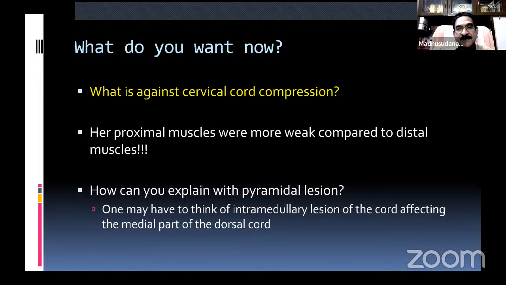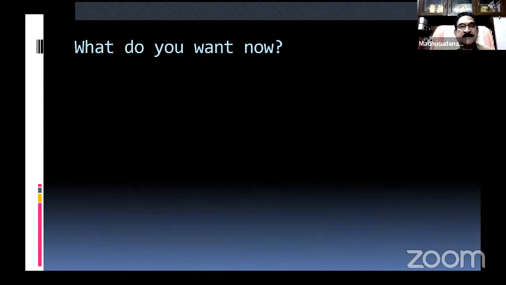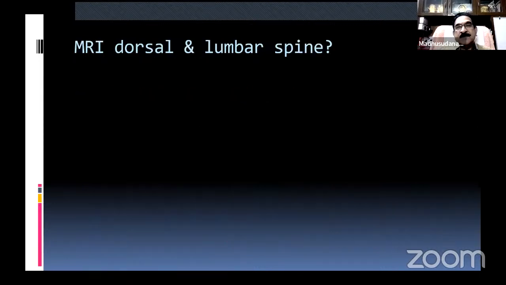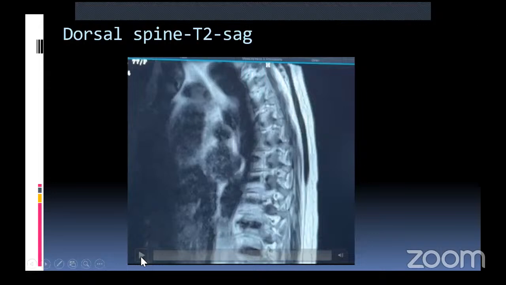So one way is to think of an intramedullary lesion in the cord affecting the middle part of the dorsal cord, or an associated radiculopathy as you're thinking, with proximal root involvement more than the distal one. But the odd point I've already mentioned is that the reflexes are brisk. So what do you want now? Dorsal lumbar spine, correct? Okay. This is the dorsal spine.